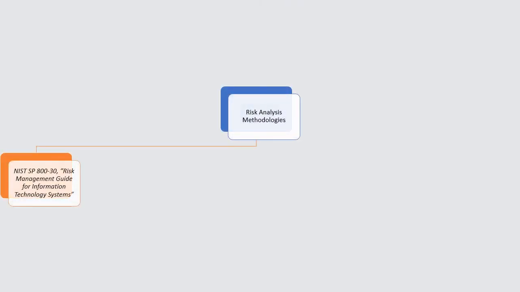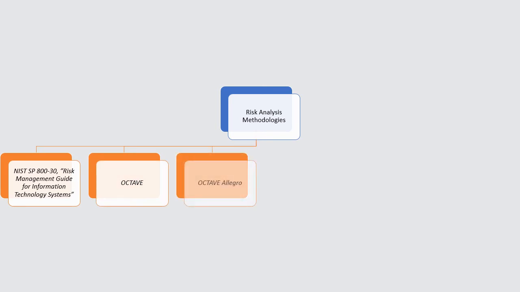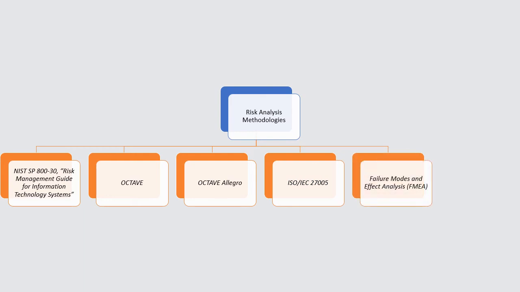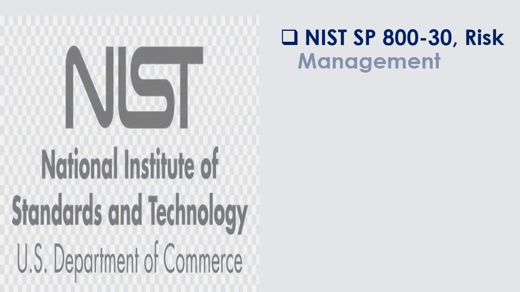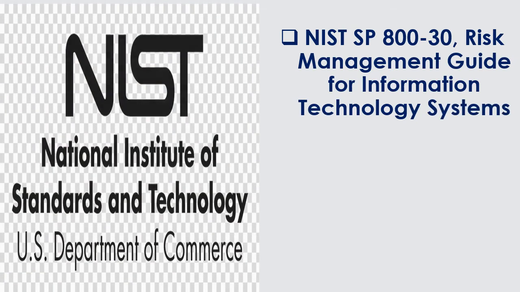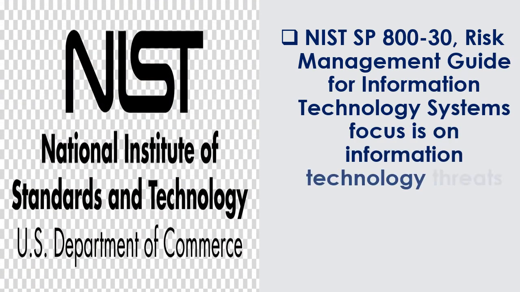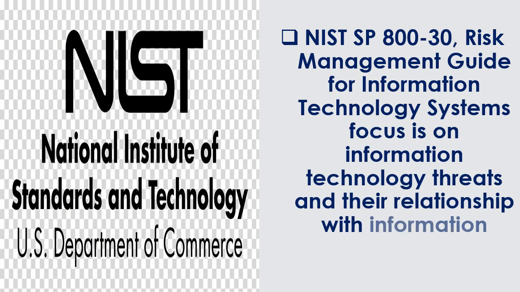Risk analysis methodologies are NIST SP 800-30, Risk Management Guide for Information Technology Systems, OCTAVE Allegro, ISO/IEC 27005, Failure Modes and Effect Analysis, FMEA, and Fault Tree Analysis. NIST SP 800-30, Risk Management Guide for Information Technology Systems, focuses on information technology threats and their relationship with information security risks.